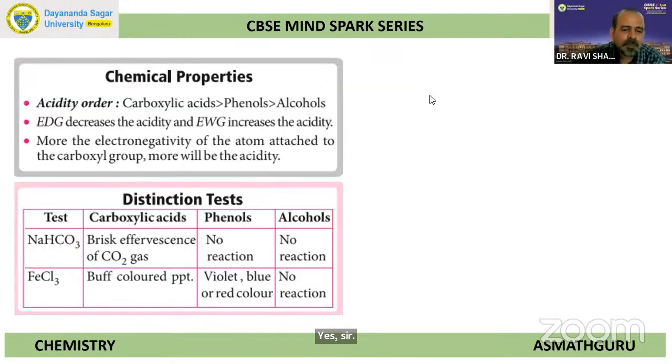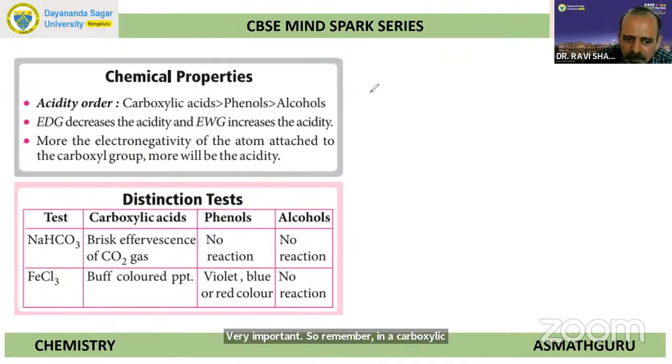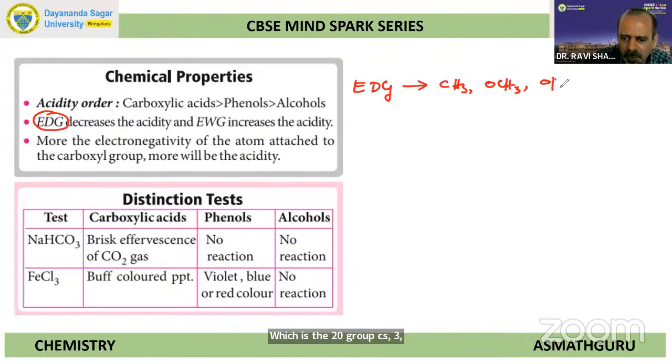Okay. First come to acidic nature, very important. Remember, carboxylic acid is acidic in nature, is a strong acid, stronger than phenol, stronger than alcohol. Alcohol is stronger than alkyne. Among carboxylic acids, what will happen if a donating group is there? Which is the donating group? CH3, OCH3, OH, NH2. If these groups are there, they decrease acidic nature.